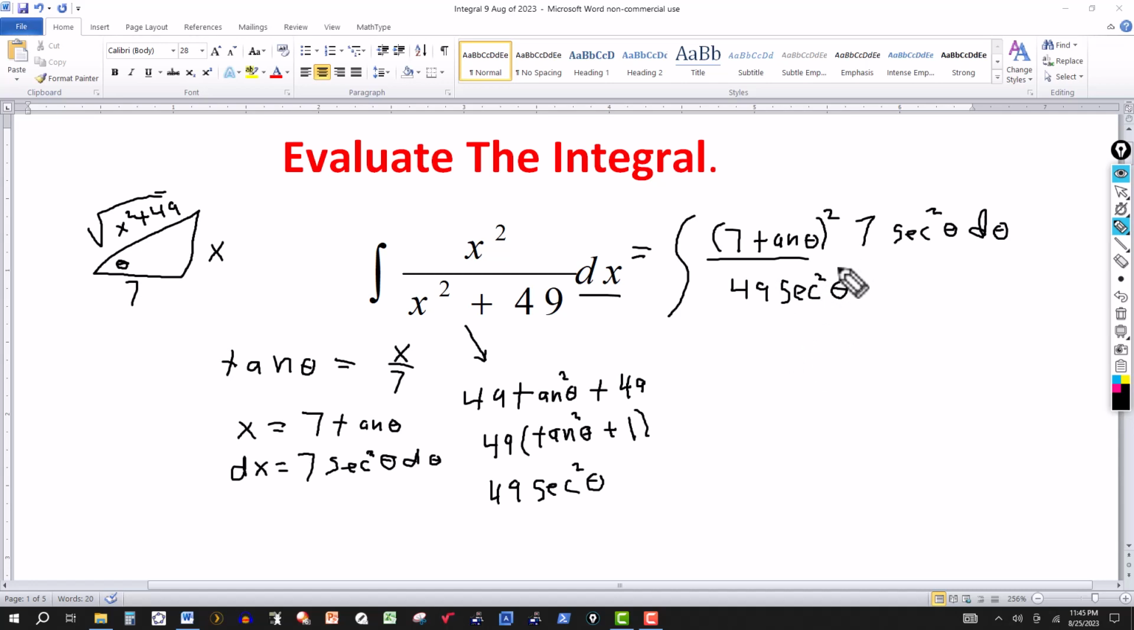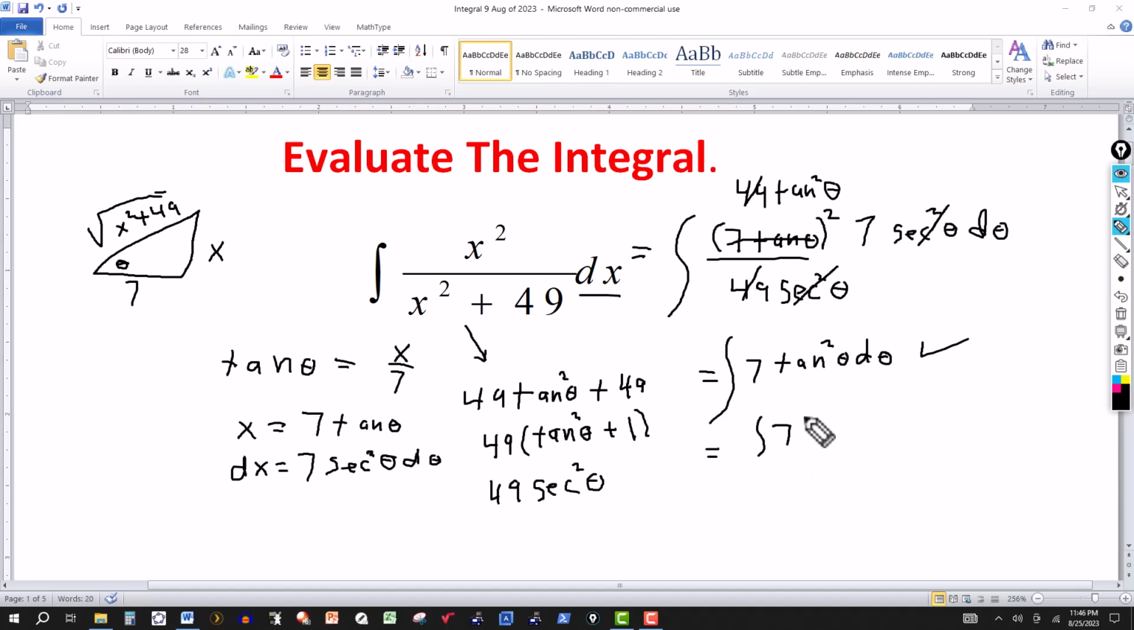So let's do some simplification here. Secant squared theta divides out there. And then out of this one here, I'm going to square this out. This is going to be 49 tangent squared theta. So this 49 tangent squared theta replaces this part right here. But then the 49 and the 49 divide out. So that's going to leave me with 7, and it's the integral of 7 tangent squared theta d theta. Okay, so we got it down to this point.